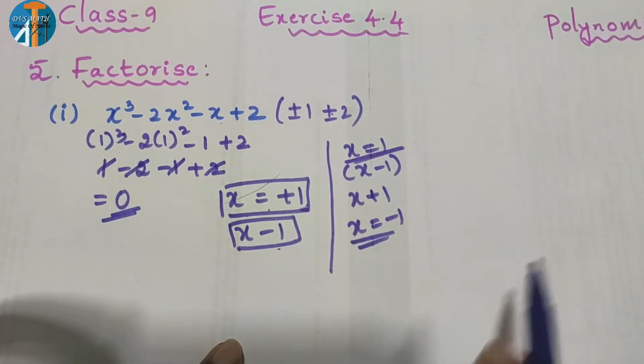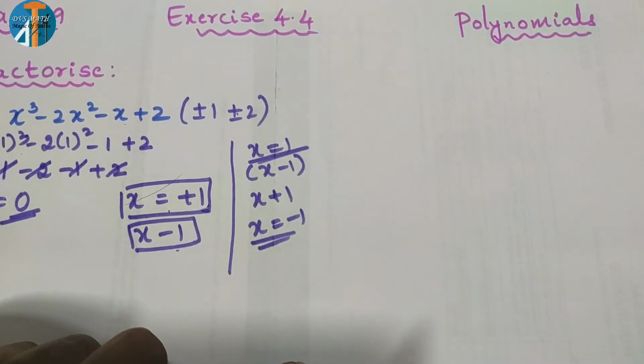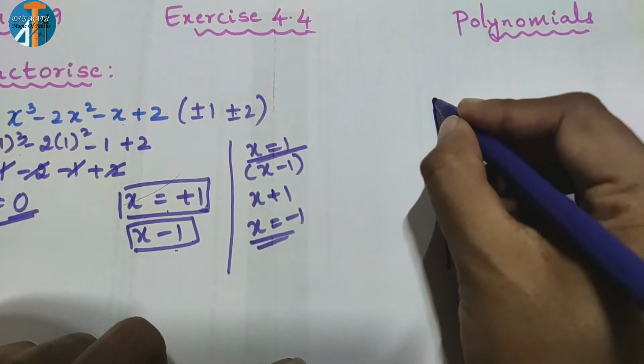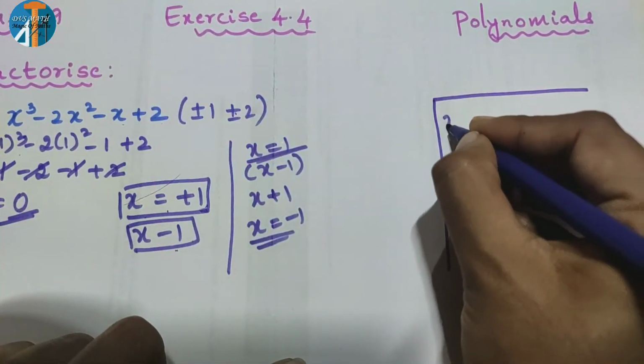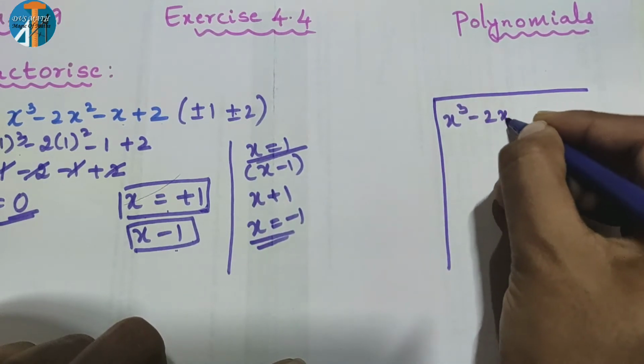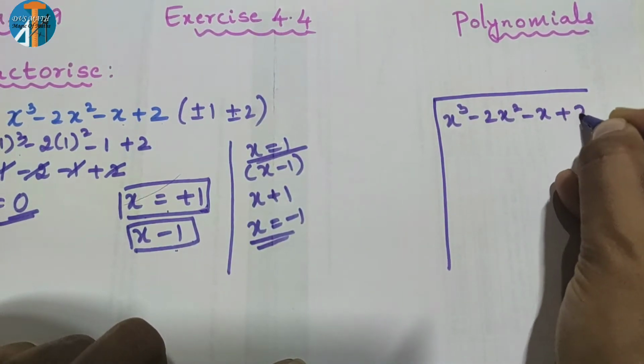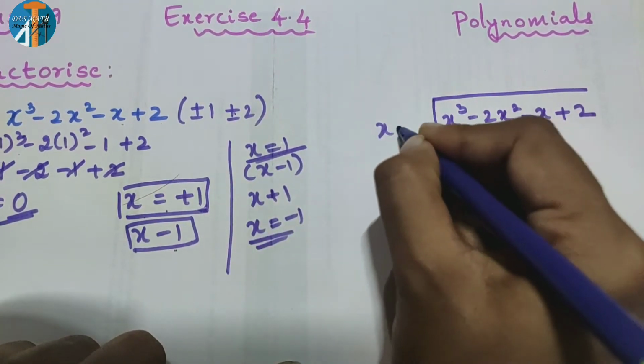x minus 1. So let's start now. So let us divide this. So what is the polynomial? Let us take the whole polynomial: x cube minus 2x square minus x plus 2. Which is that factor? x minus 1.